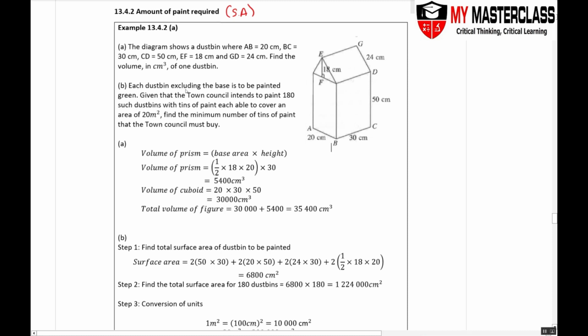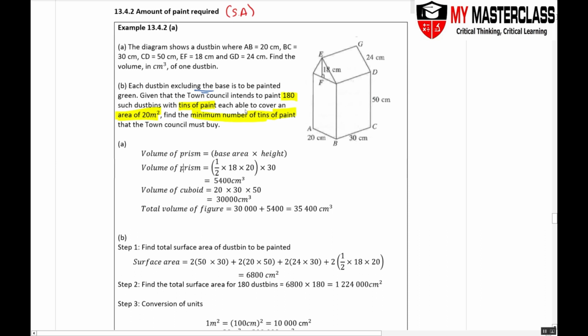Each dustbin, excluding the base. This is important information, which means they are not going to paint the base of the dustbin itself. It's to be painted green. Given that the Town Council intends to paint 180 such dustbins with tins of paint, each able to cover an area of 20 meters square, find the minimum number of tins of paint that the Town Council must buy. So the important information: I want to paint 180, each tin of paint can cover an area of 20 meters square, and I want to find the minimum number of tins of paint that I need.